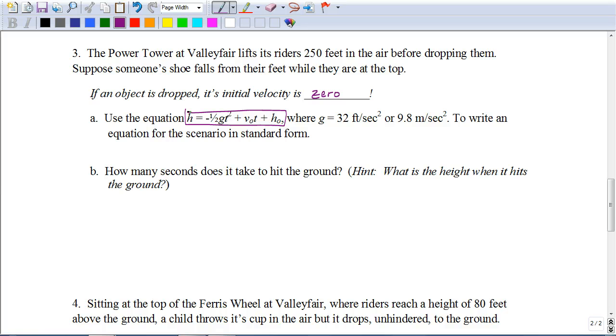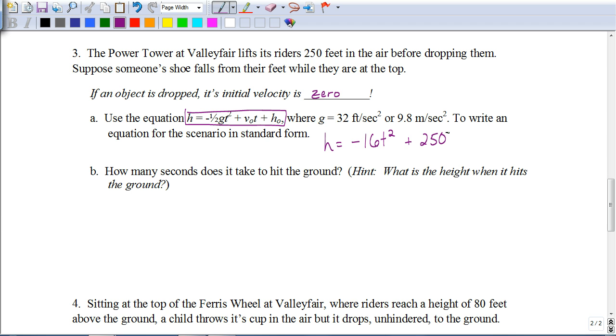So we're going to start by setting up this equation in standard form. It's going to be h equals half of g. G is going to be 32 feet per second since everything here is in feet. So half of g is 16. So this is going to be a negative. Don't forget it's negative 1/2 of g. And like I said, your initial velocity is 0, so there's not going to be a middle term here because 0 times t is nothing. Plus your initial height, so the shoe is dropping from a height of 250 feet.